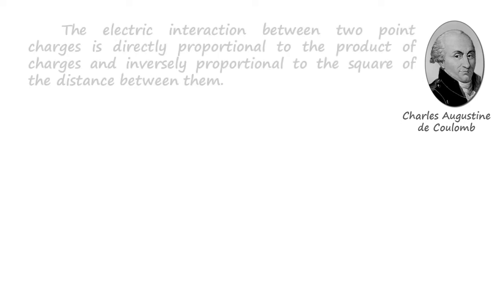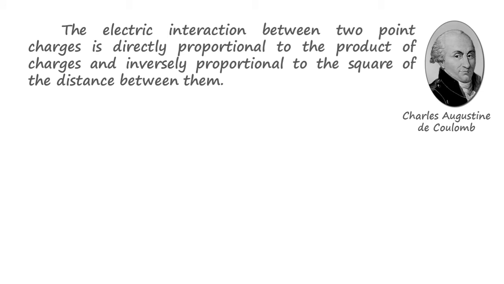So, what is a point charge? It is an electric charge considered to exist at a single point and thus having neither area nor volume. Coulomb conducted a series of experiments and found that the electric interaction between two point charges is directly proportional to the product of charges and inversely proportional to the square of the distance between them.